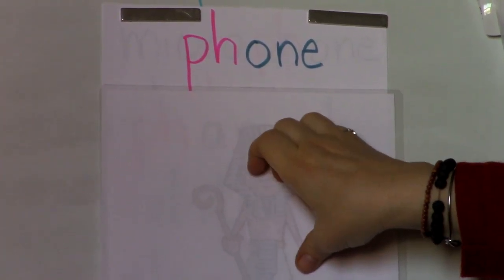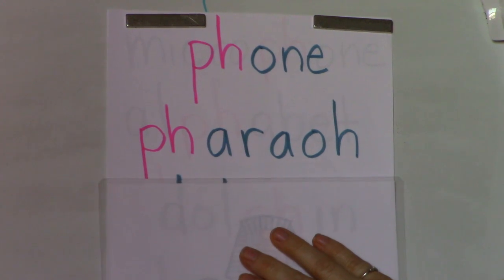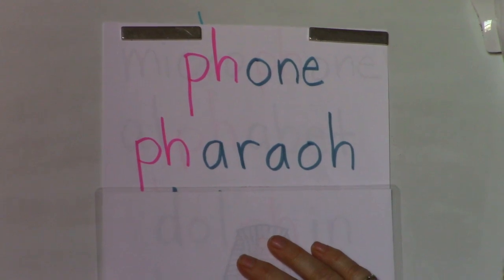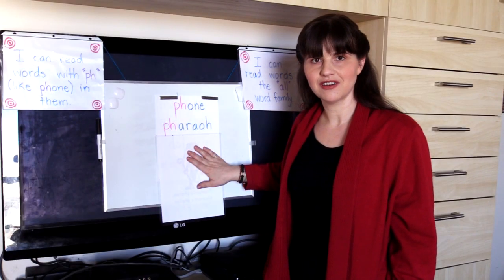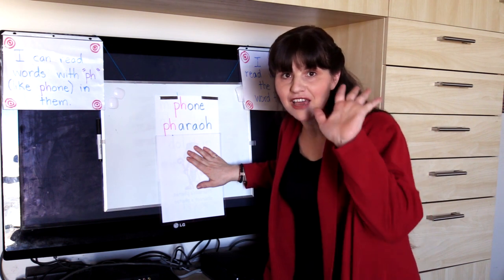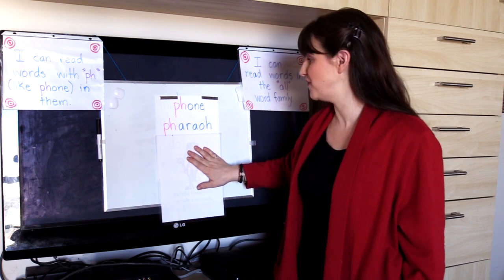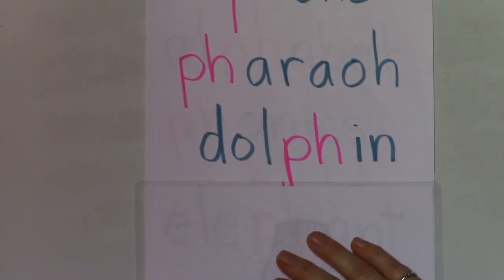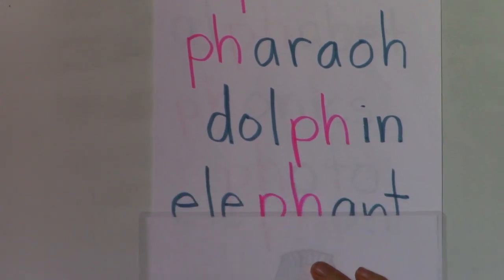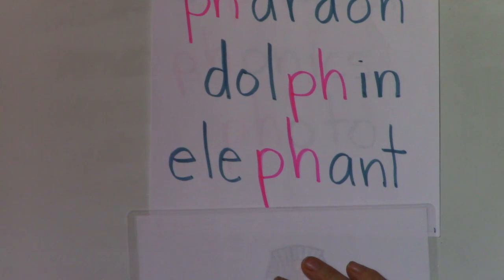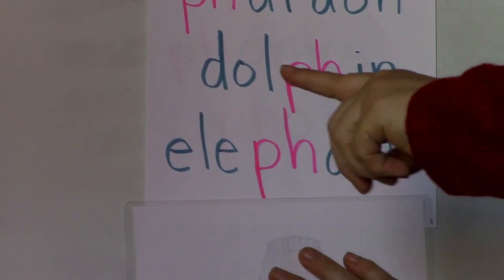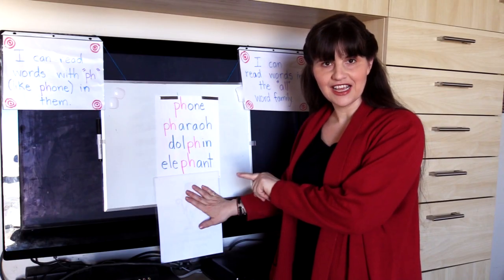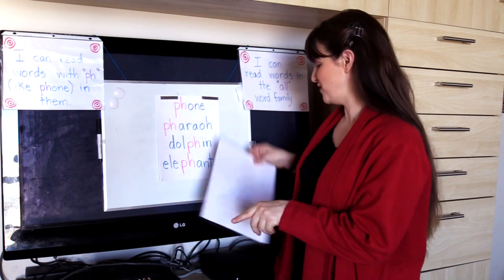Remember, PH says our sound. Ooh, this one's spelled really weird. Okay, it looks like far out. Far out. What do you think it is? If you said pharaoh, give me an air high five. Good job if you said pharaoh. Okay, how about this next one? Dolphin. Good. All right, this one's long. It's an animal. Here's a clue. Ready? Elephant. What do you think it is? Elephant. Good job if you said elephant.